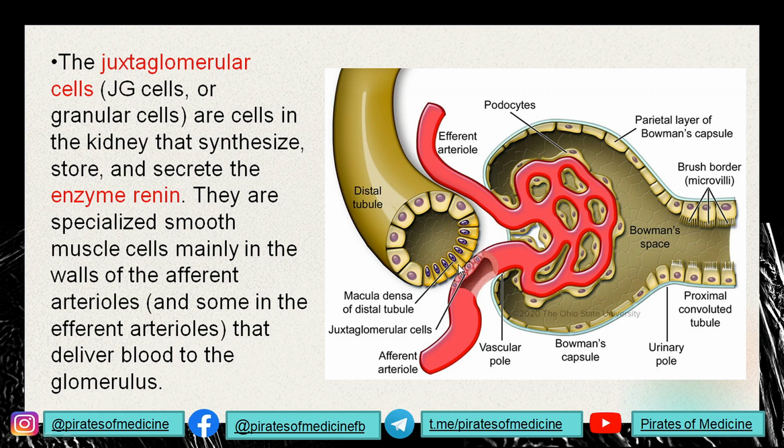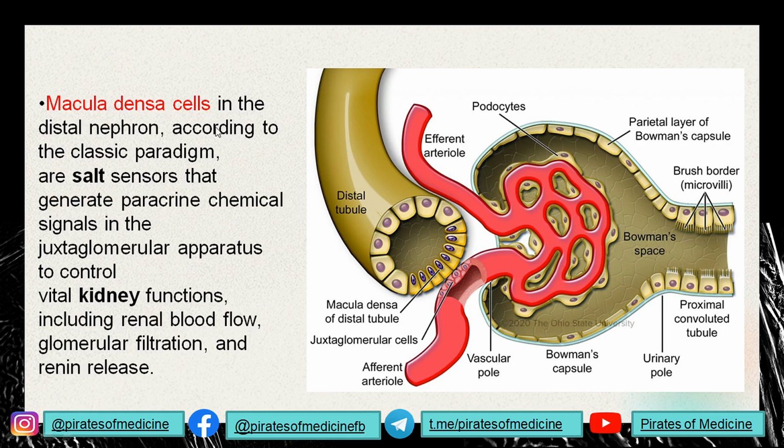They are responsible for secretion of renin. Then we have the macula densa cells, in the distal nephron. They are located in the distal nephron, not in the afferent arteriole. They are the salt sensors that generate paracrine chemical signals in the juxtaglomerular apparatus to control kidney function, including renal blood flow, glomerular filtration and renin release.